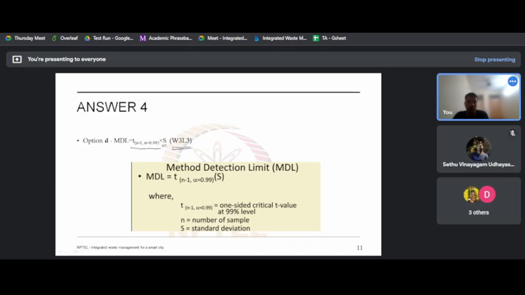Students can refer to the third lecture of this week. So here T is the one-sided value, S is the standard deviation, and N is the number of samples. The degree of freedom is taken as N minus 1 in the case of a T test.